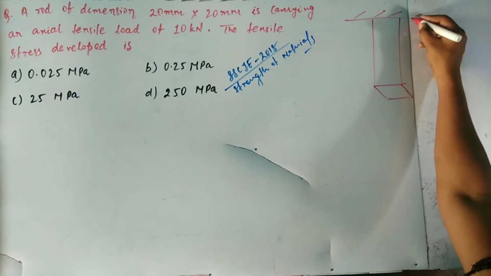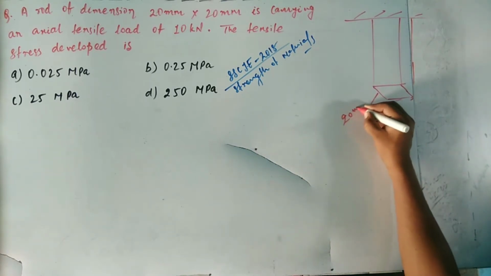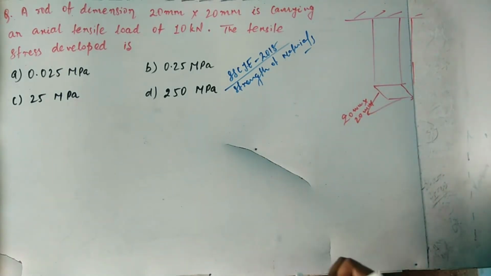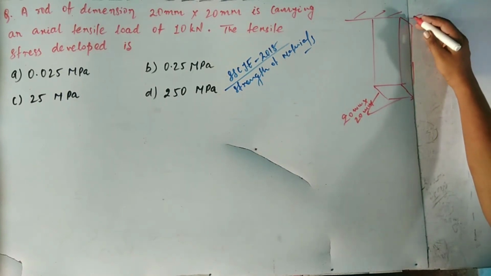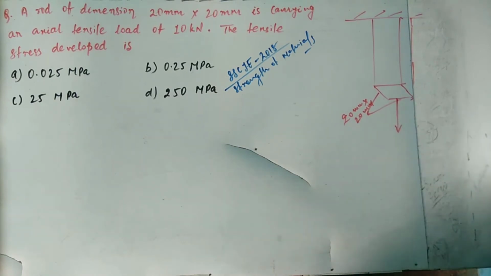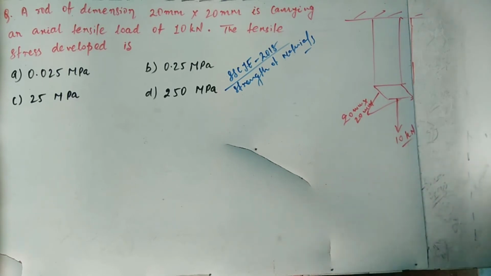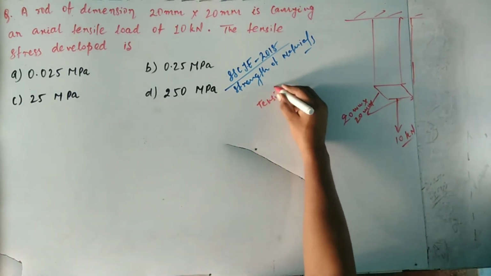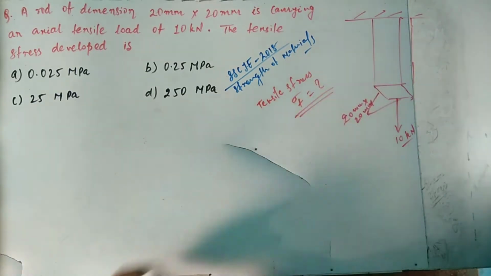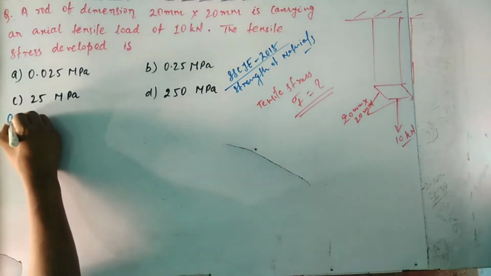Now, according to the question, this is the rod and its cross-section area is 20 mm by 20 mm. Now a 10 kilonewton load is applied on the rod, which is a tensile load. Now we have to find the tensile stress which is produced in the rod. So tensile stress, that is sigma T, is equal to what? We have to find the value of sigma T.